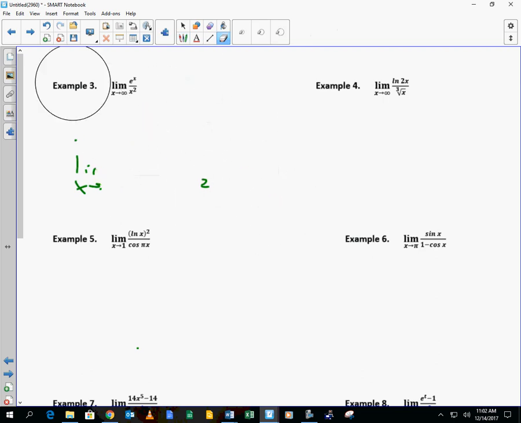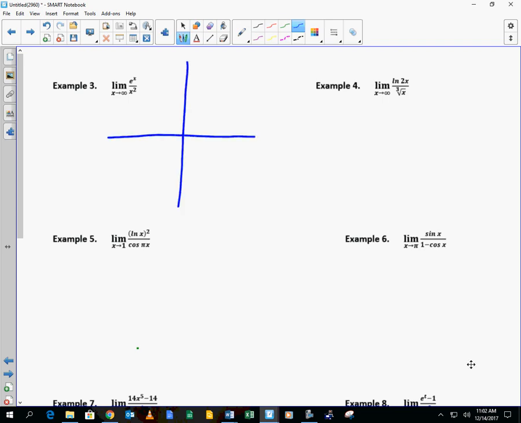natural log, what will I get? Hopefully you can remember some of these graphs. You might have to look at your calculator, bring some to mind for you, but e to the x looks like that. Natural log of x is the inverse, so it looks like that. So which one goes to infinity more quickly, e to the x or natural log? But natural log still goes to infinity, doesn't it?